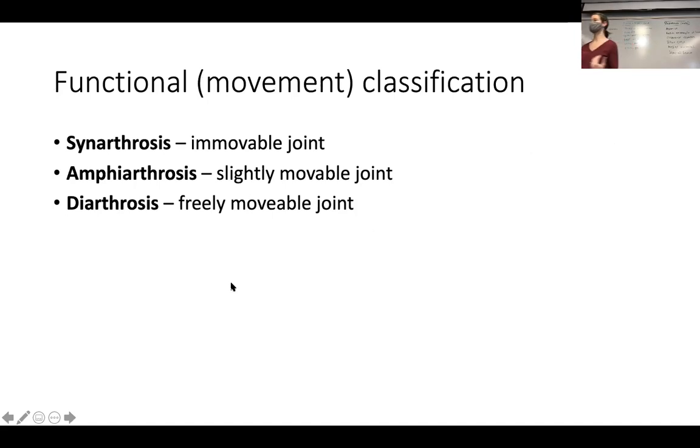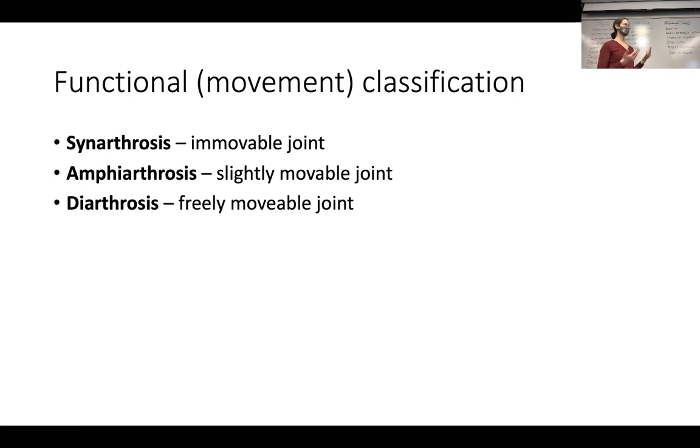So, structural and functional classifications. For the functional or movement classification, you can have an immovable joint, which is a synarthrosis; a slightly movable joint, kind of in between, that's an amphiarthrosis; and a fully movable joint is a diarthrosis.